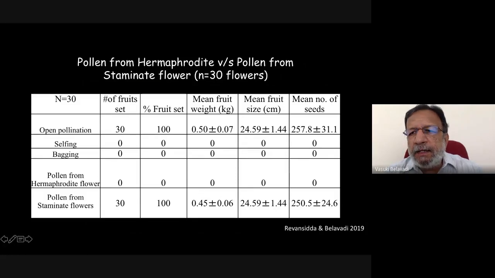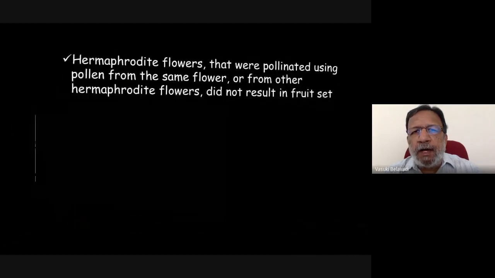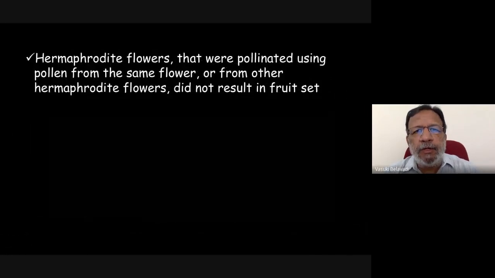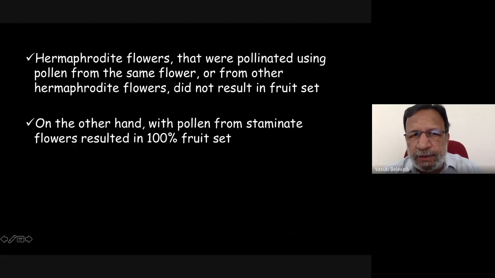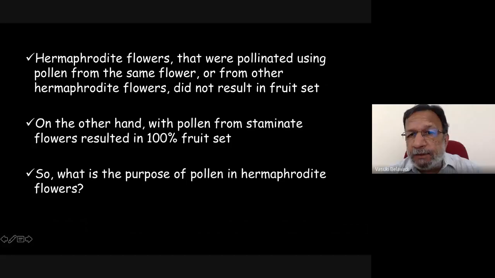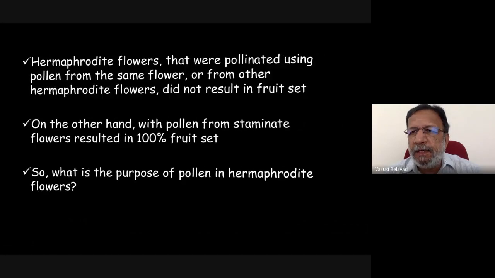So you see that the pollen from the staminate flower was most effective in fruit set compared to any other treatment, and it was equal to open pollination. Hermaphrodite flowers that were pollinated using pollen from the same flower or from other hermaphrodite flowers did not result in fruit set. On the other hand, pollen from staminate flowers resulted in 100% fruit set. So what is the purpose of pollen in hermaphrodite flowers? Why is the pollen being produced in hermaphrodite flowers? This is the next question.